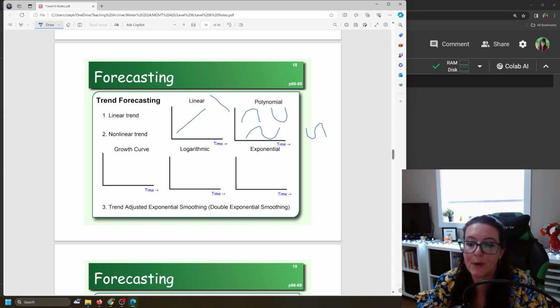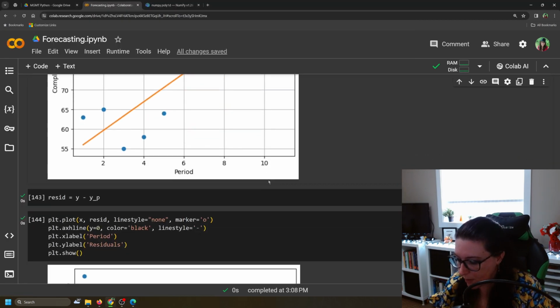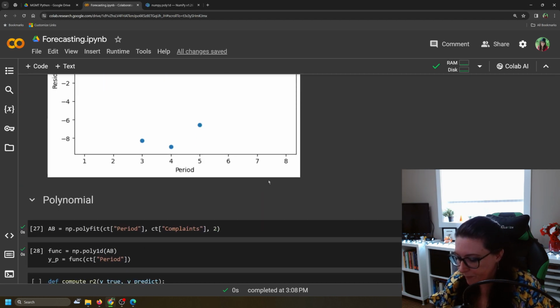Okay, 1, 2, 3. So this is polynomial of degree 2. This is polynomial of degree 3. And you can have even more waves, basically higher degree polynomials every time it turns. So see, this is 1, 2. This is 1, 2, 3. As you add more turns to the graph, you're adding other degrees to your polynomial. So let's take a look at a polynomial and try to fit it to our same complaint data.